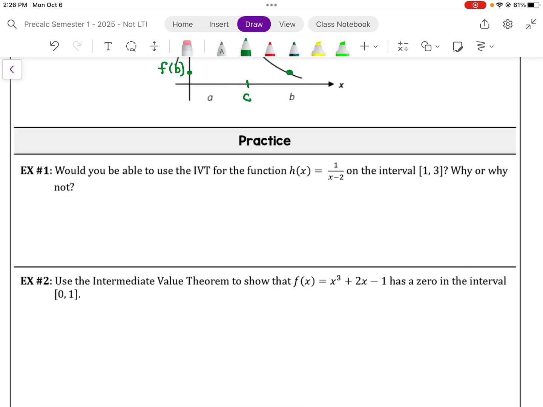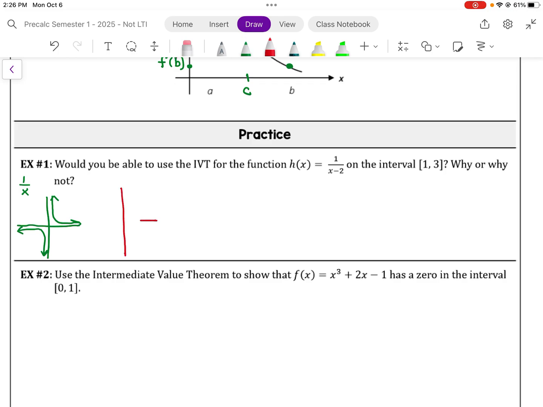First question is kind of a trick question. Would you be able to use IVT for the function h of x equals 1 over x minus 2 on the interval 1 through 3? Why or why not? So this is going to require some previous knowledge of remembering that 1 over x is the graph that looks like this. Okay, so 1 over x minus 2 would be to the right 2. So that vertical asymptote, instead of being at the y-axis, is now going to be here.